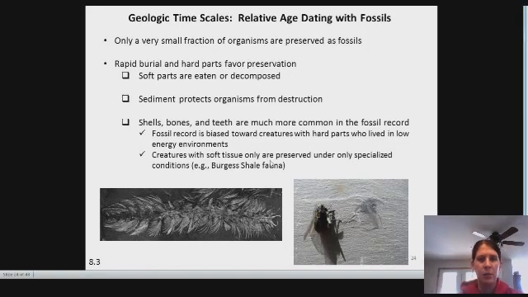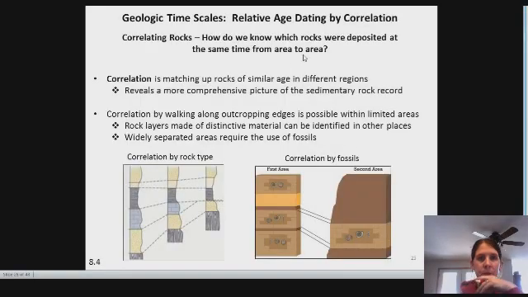For example, the Burgess shell fauna are preserved through, it's basically a historic swamp area that really compacted these plants as they decompose, or as they were quickly buried, and preserved the structure in the rock record.